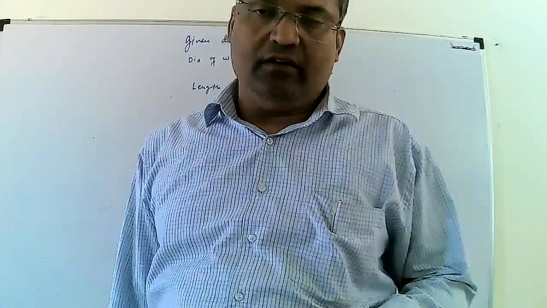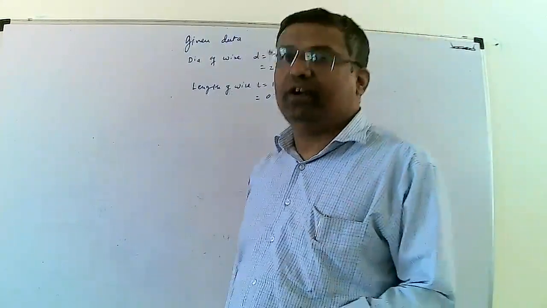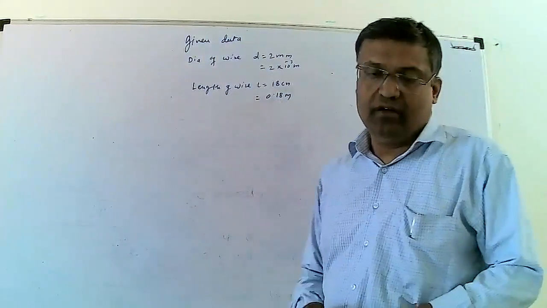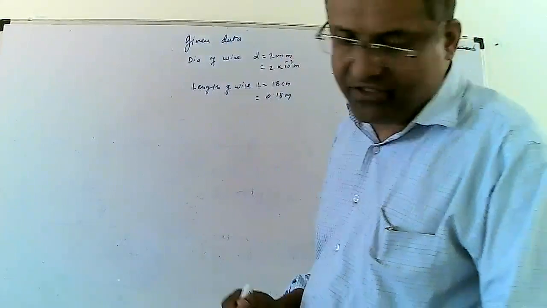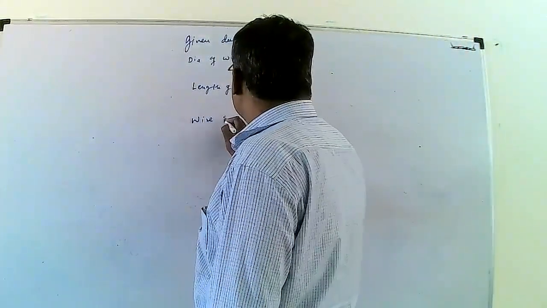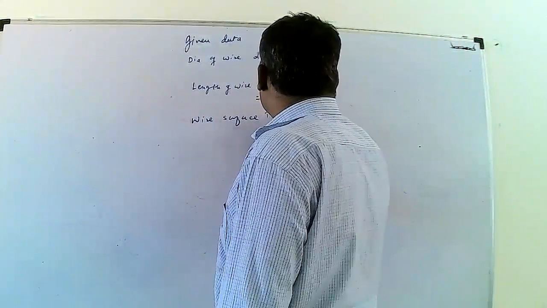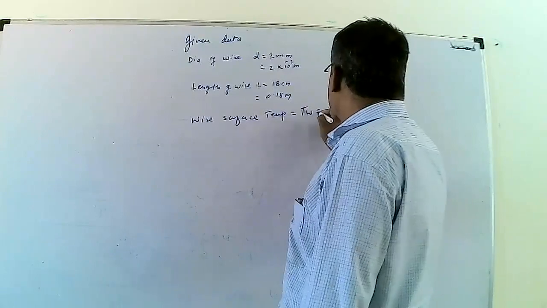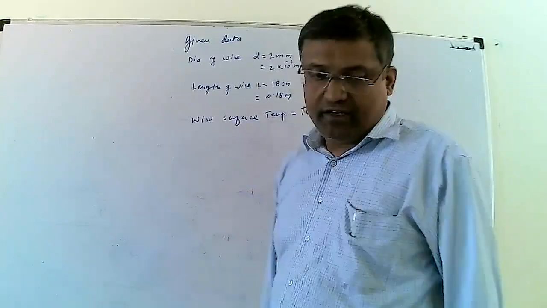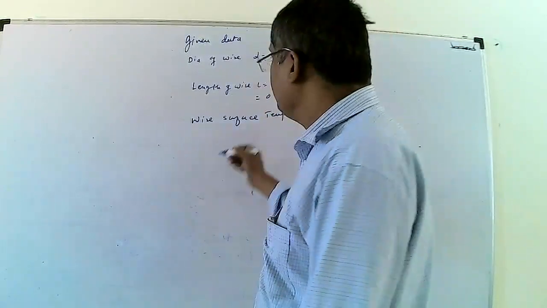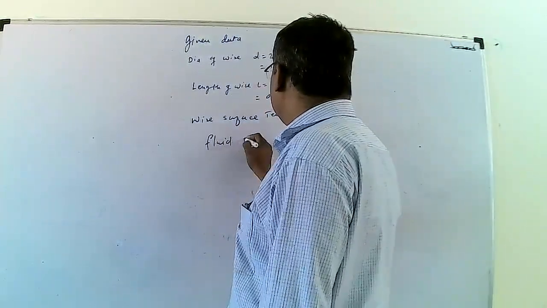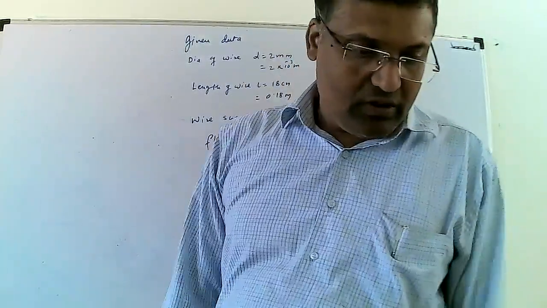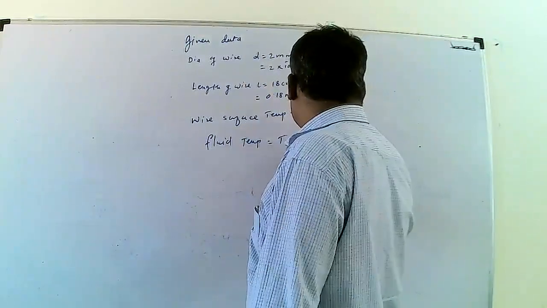Here 1 meter is equal to 100 centimeter. Therefore, 18 centimeter is equal to 0.18 meter. Then wire surface temperature TW is 125 degrees Celsius. Next is fluid temperature, T infinity, that is equal to 100 degrees Celsius.